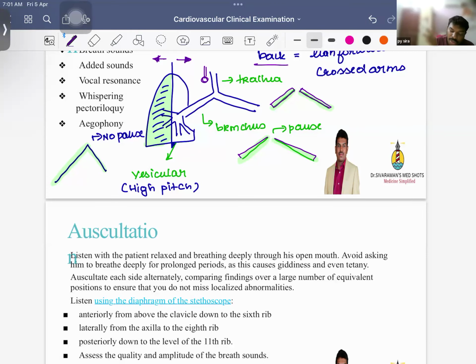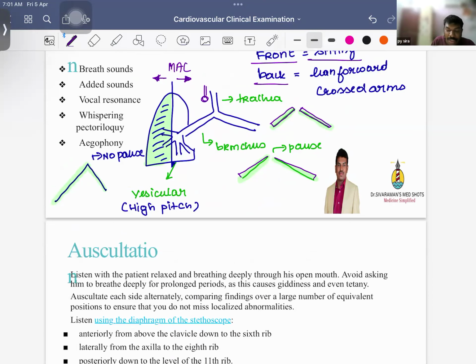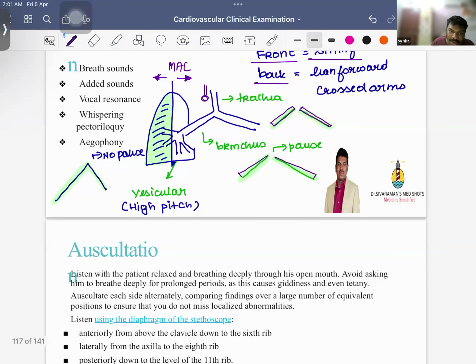Whenever you cross the mid axillary line, what is going to happen is you have smaller airways. Whenever the air reaches the smaller airways, the air gets dissipated. When the air is dissipated, the sound will show a relative highness, which depends upon the number of vibrations of the tissue, and it is going to be a high pitched sound, which is called the vesicular breath sound.